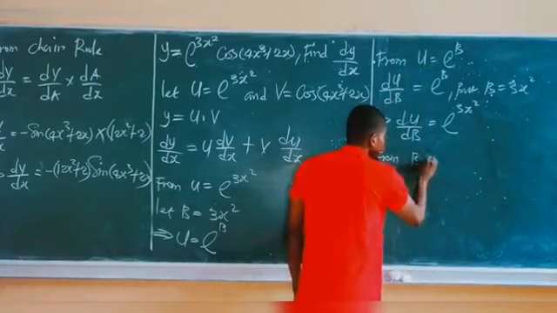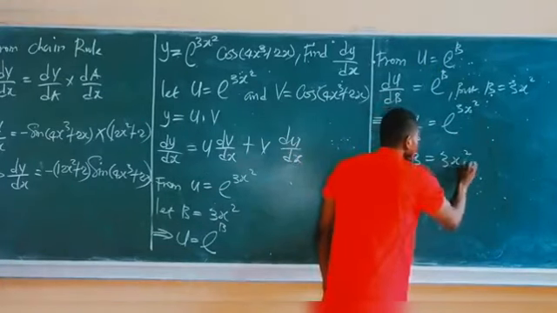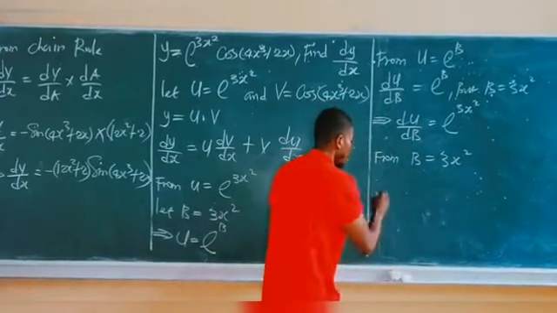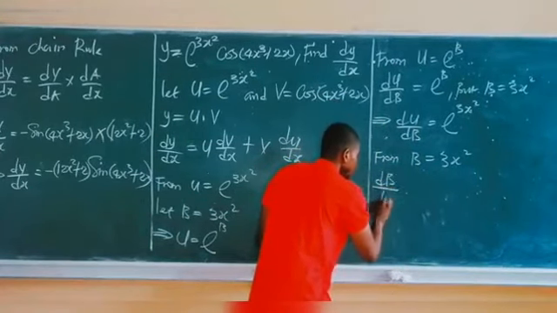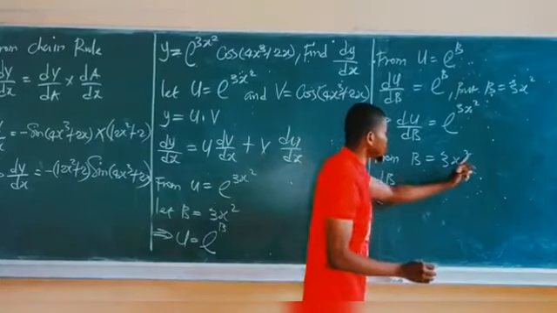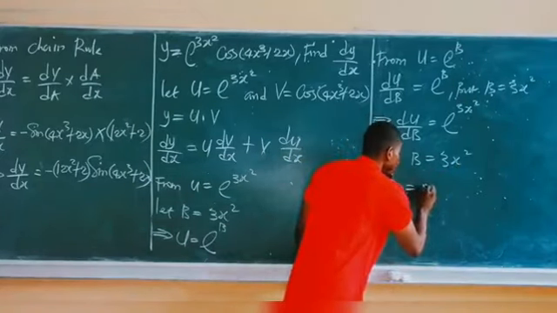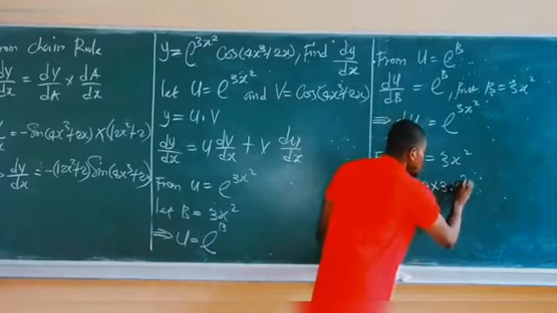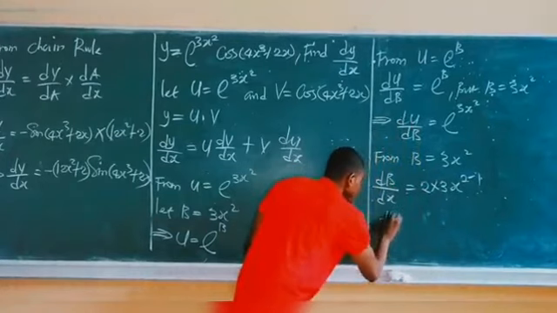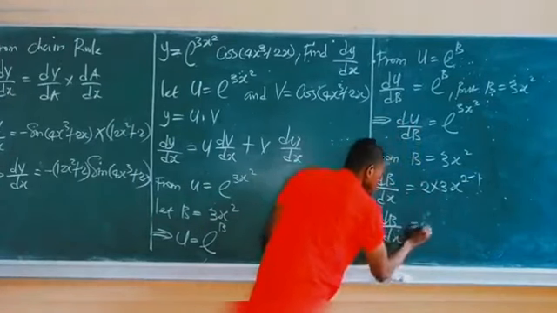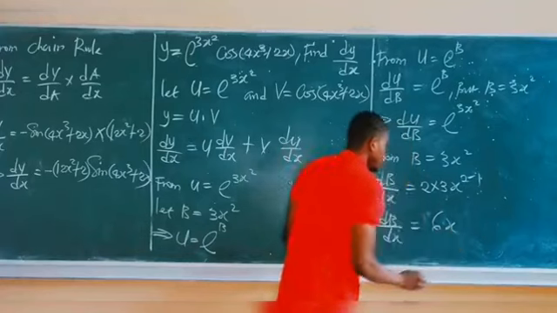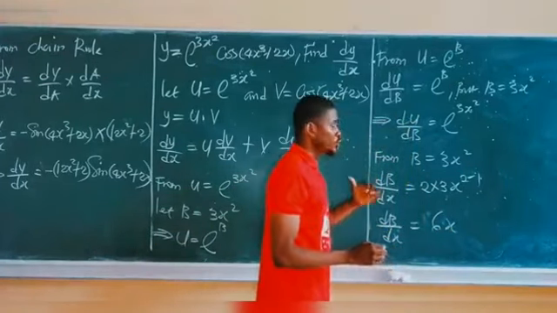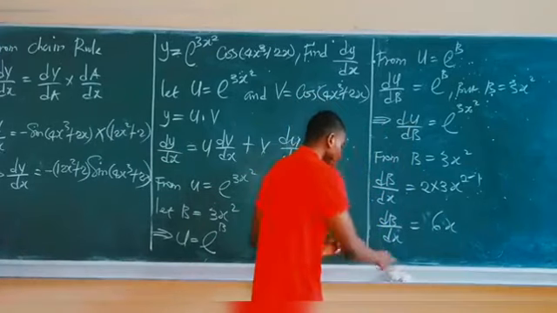from b itself equal to 3x squared, this means you can differentiate b with respect to x alone. So I can have db dx equal to, simply use the power to multiply by 3. We have 2 times 3x, then subtract 1 from the power, 2 minus 1. So this means db dx is simply equal to 6x. So if I have db dx, I have du db, I can now find du dx from chain rule. Okay?